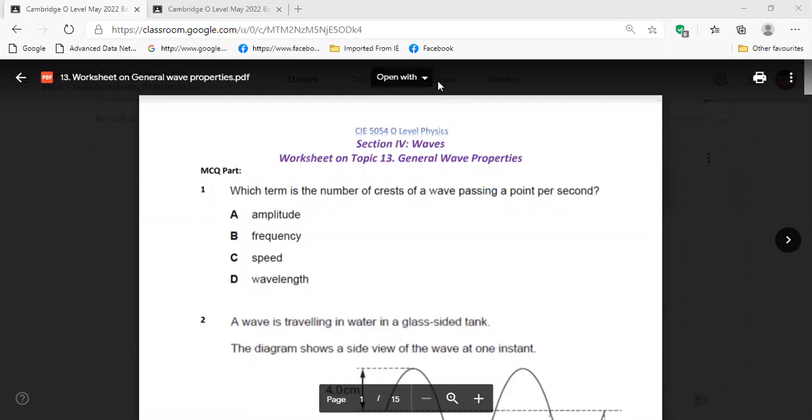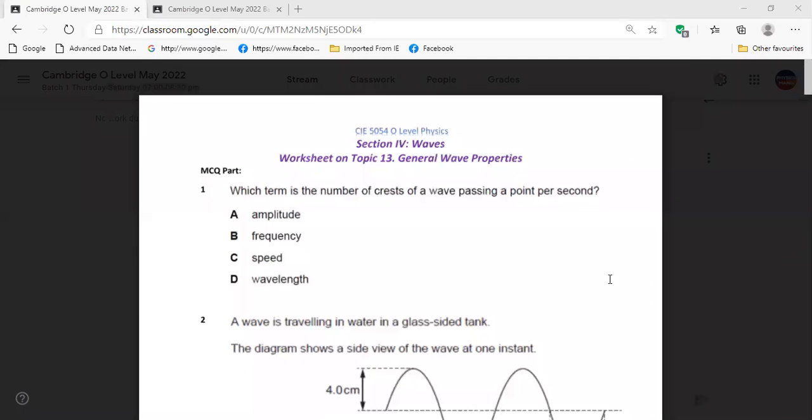Which term is the number of crests of a wave passing a point per second? Amplitude. Can you recall from your notes? It can also be frequency. Yes, frequency is the appropriate answer, because they are saying the number of crests of a wave every second.